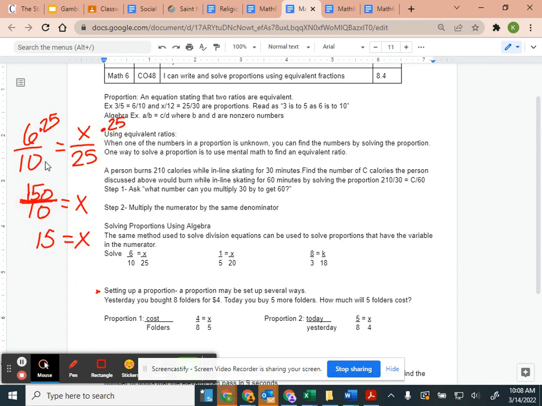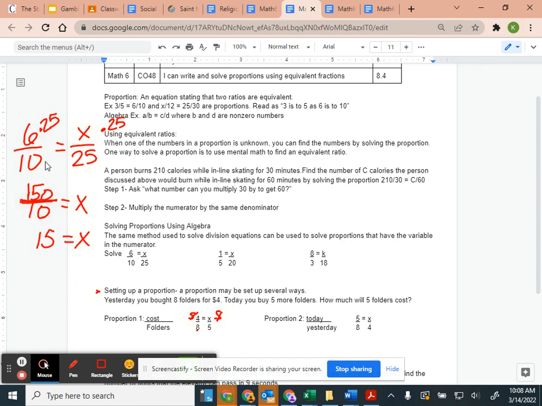We say yesterday we bought 8 folders for $4. Today you buy 5 more folders. How much will 5 folders cost? So our money, our dollars, is on top. Our folders is on the bottom. So over here, our dollars is on top. Our folders is on the bottom. So if you put dollars on top, you have to keep dollars on top for both of them.